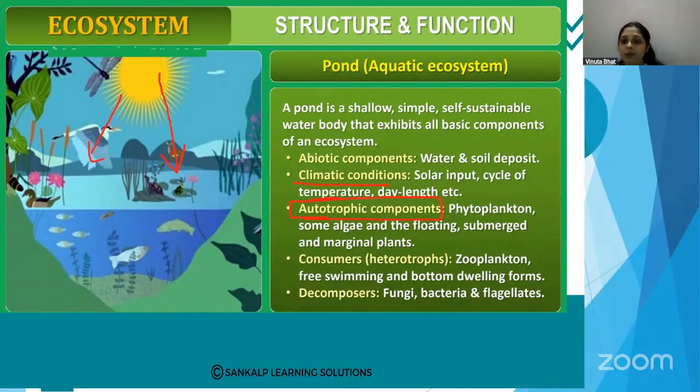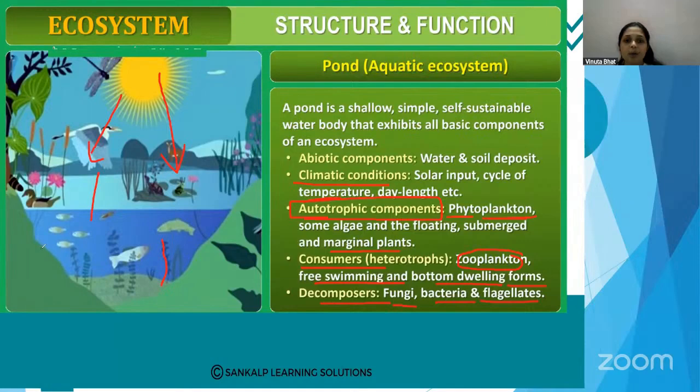Phytoplankton. Phyto means plant, plankton means some small organisms. Phytoplanktons are autotrophs, meaning they absorb the solar light and produce their own food. Marginal plants, small plants, you can also observe, and consumers too. These small plants are consumed by the zooplankton. Free swimming and bottom dwelling forms exist. Decomposers also you can find in the pond ecosystem, like fungi, bacteria, and the flagellates.